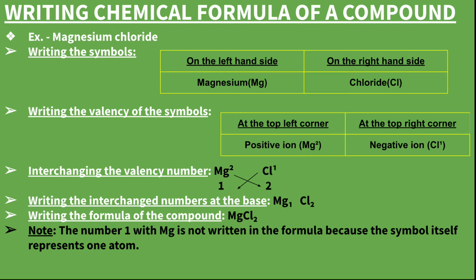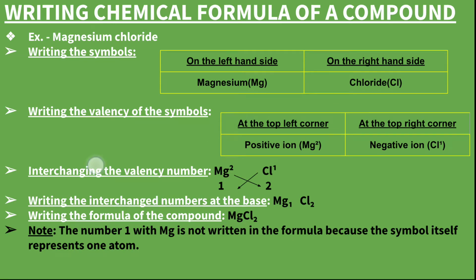Now interchanging their valency numbers, magnesium 2 and chlorine 1, just cross them. Then we write the interchanged numbers in the lower right-hand corner. Mg1 and Cl2 it becomes. Now we write the formula as MgCl2. Note that the number 1 with magnesium is not written in the formula because the symbol itself represents 1 atom.